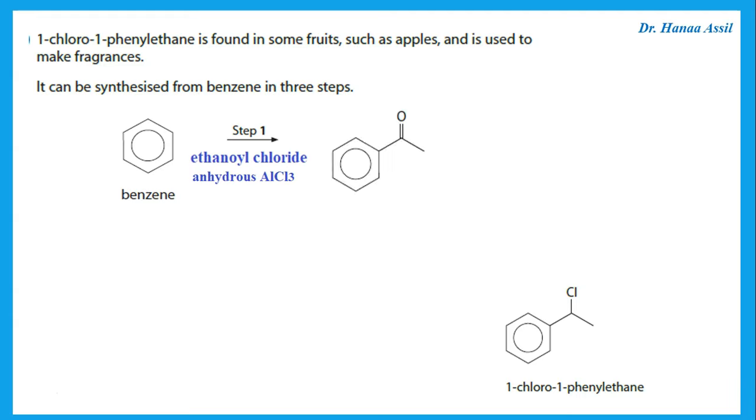The first step could be this, because you're trying to add 2 carbons to the benzene ring. So I can react it with ethanoyl chloride in presence of anhydrous aluminum chloride. This adds the C double bond OCH3 group to the benzene ring. I can then reduce that to form an alcohol using lithium aluminum hydride in dry ether, and then I can change the OH to a chloro compound using PCl5.